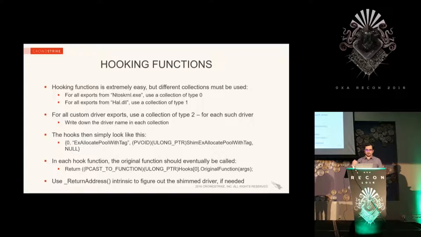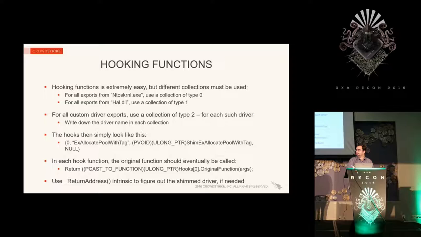So then in your hook function, you do whatever you want to do because you're hooking ExAllocatePool, and then you return hooks 0 original function. Basically, then call the original function that's there. Or maybe you'll just decide, nope, I'm not going to allocate any memory for you, which would probably be bad.